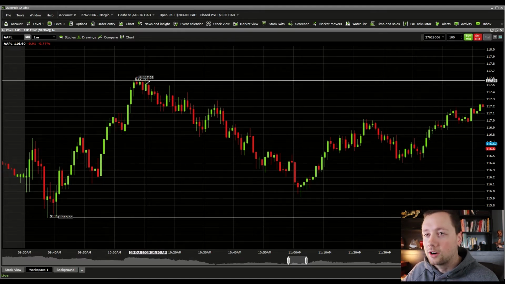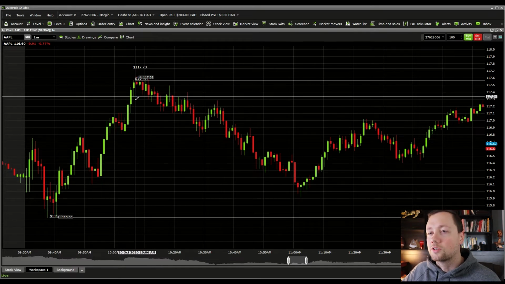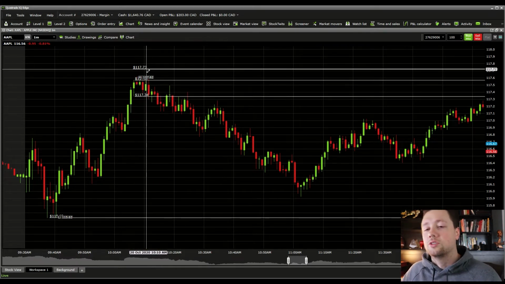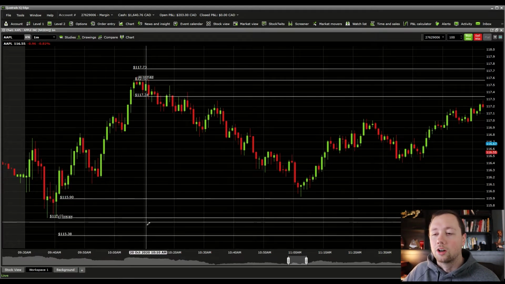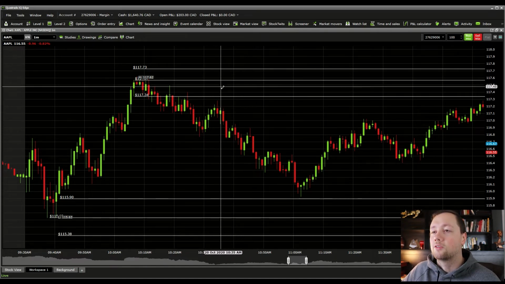Now, when I say that there's support and resistance here, I do not mean that there's support and resistance at this very thin line. What I really mean by this is that there's probably a range of resistance somewhere between 117.30 and 117.70. Same thing up here. It's probably about this large. So this is going to be my support band. This is going to be my resistance band.